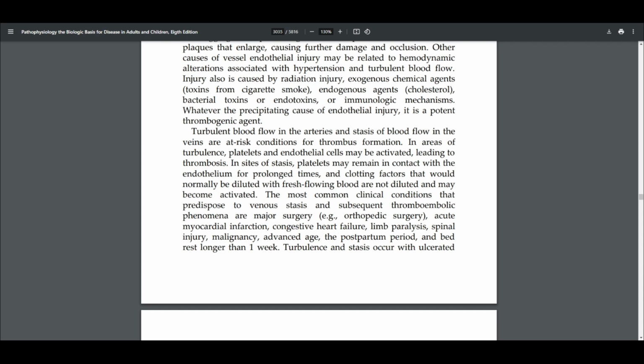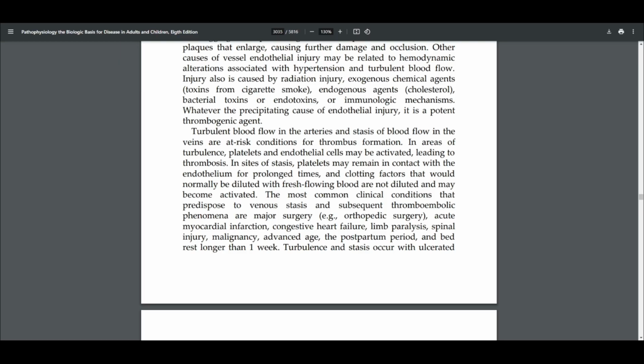Turbulent blood flow in the arteries and stasis of blood flow in the vein are at-risk conditions for thrombus formation. In areas of turbulence, platelets and endothelial cells may be activated, leading to thrombosis. In states of stasis, platelets may remain in contact with the endothelium for prolonged times, and clotting factors that would normally be diluted with fresh flowing blood are not diluted and may become activated.